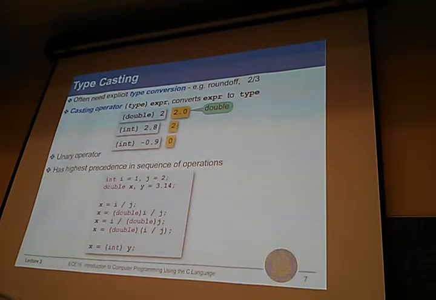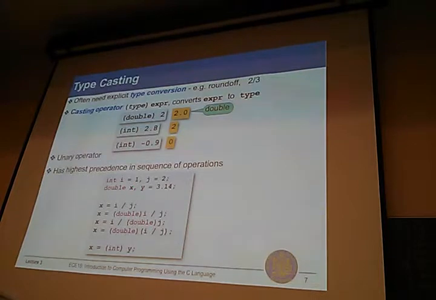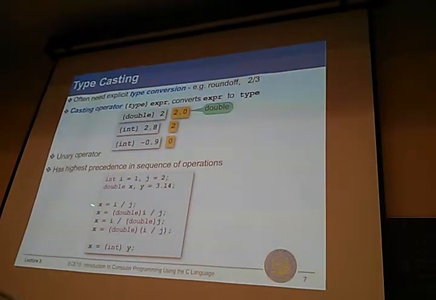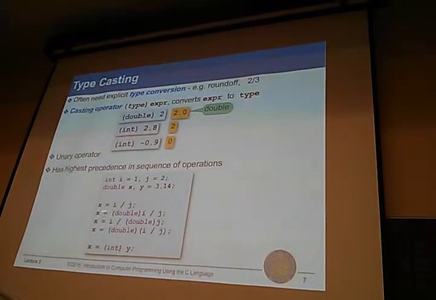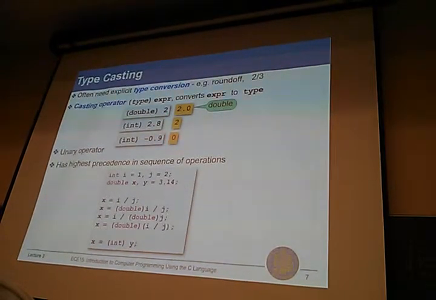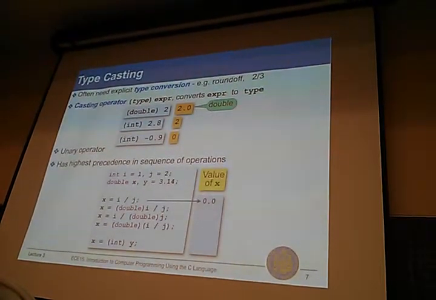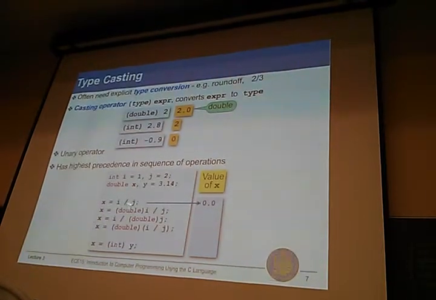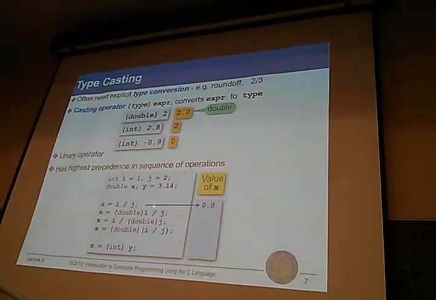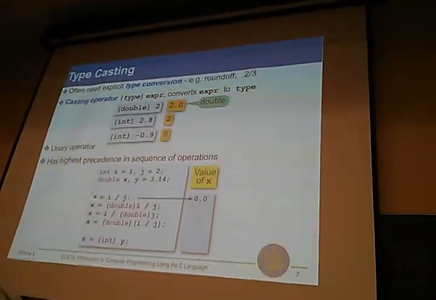So here's a little example where we have 2 integers, i and j, and 2 doubles, x and y. In this first expression, we're assigning i divided by j to x. What do you think will happen? Yeah, we get 0. So let's take a look at all of these example values of x. We get 0 because this expression has the type of an integer. It doesn't turn into a double until we do the assignment.